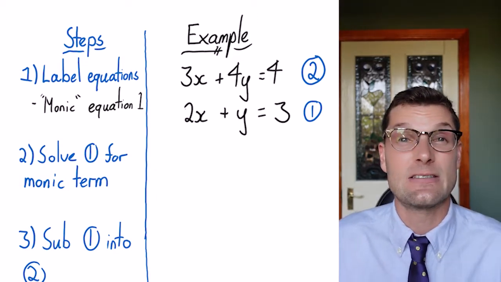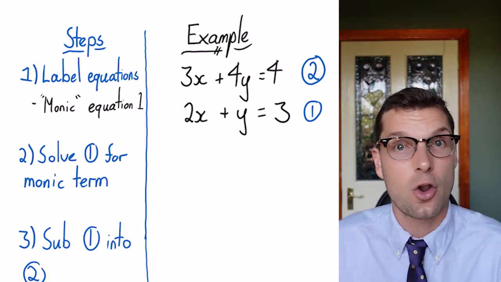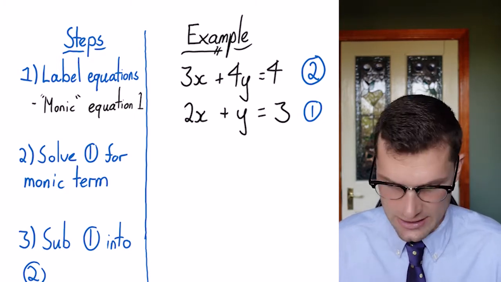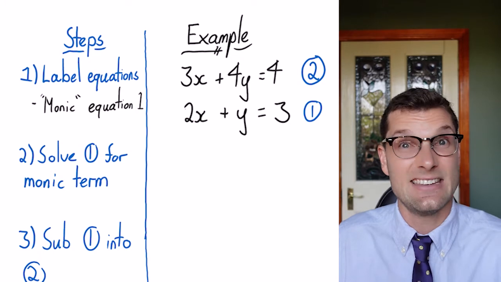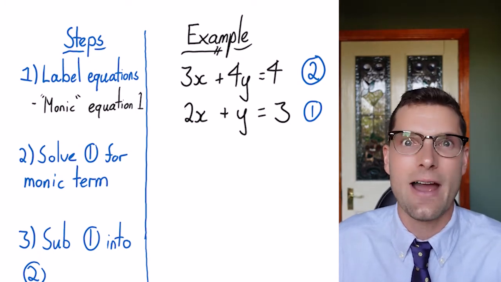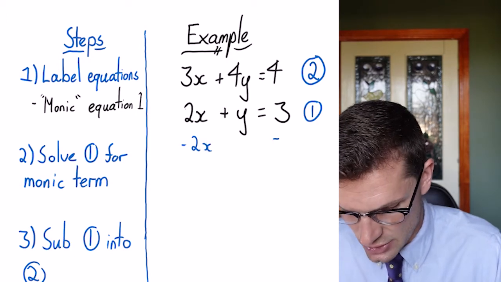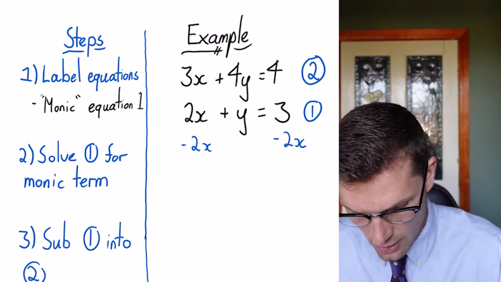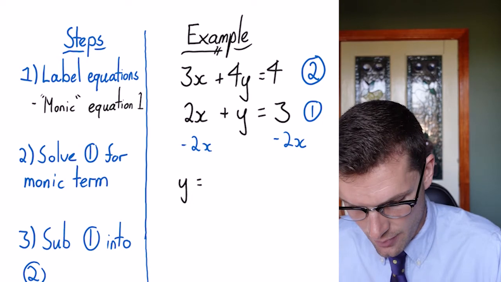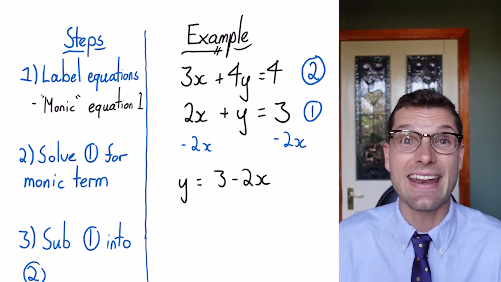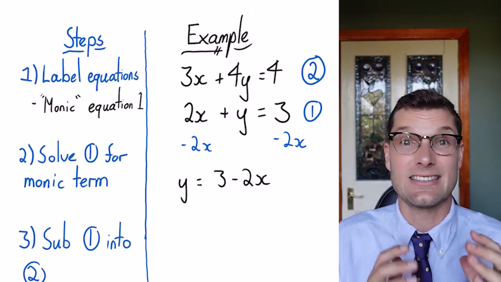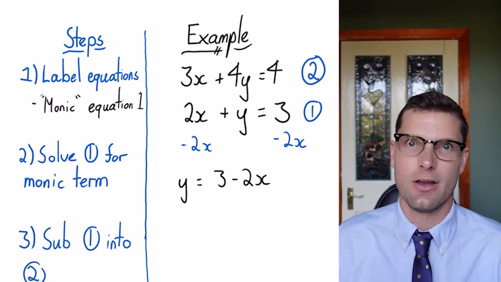So what I'm going to do is solve that monic equation for the variable by itself. I can see that y is by itself, so I want to know what y is equal to. So I'm minus 2x from this one and minus 2x from this one, which will give me y is equal to 3 minus 2x. And that is true for both equations. That is what y is equal to.